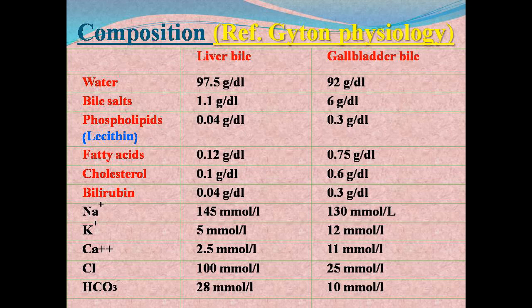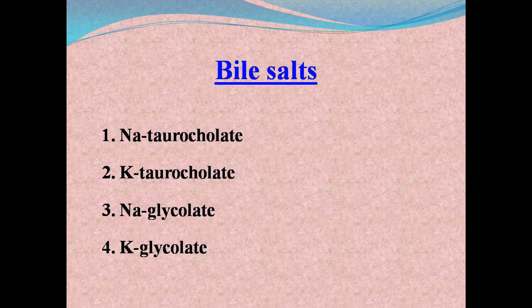Among the liver bile and gallbladder bile, which one is more concentrated? Gallbladder bile is more concentrated because it contains less water. Here are the names of 4 bile salts: sodium taurocolate, potassium taurocolate, sodium glycolate and potassium glycolate.